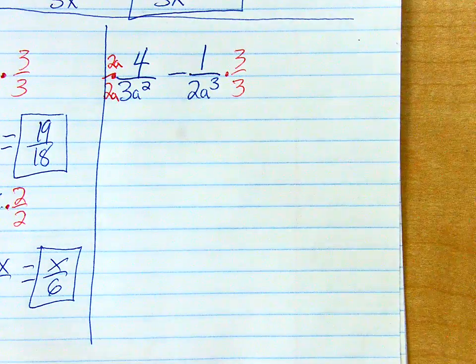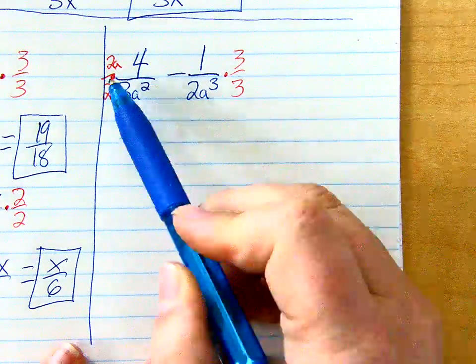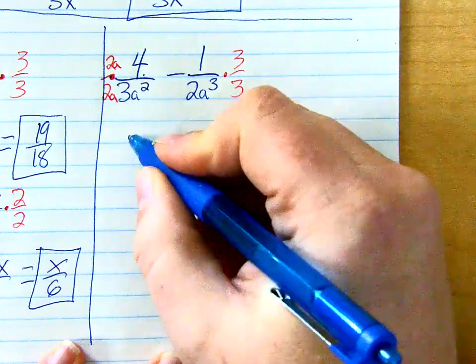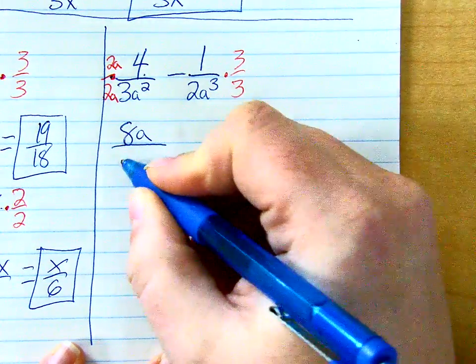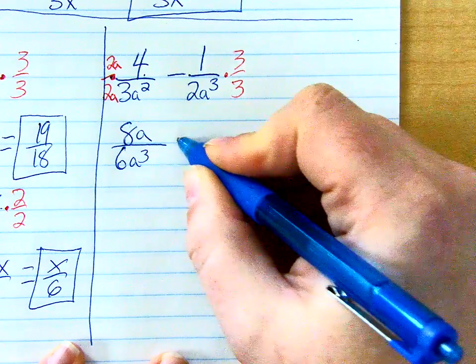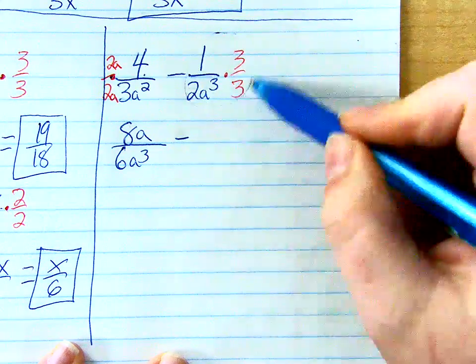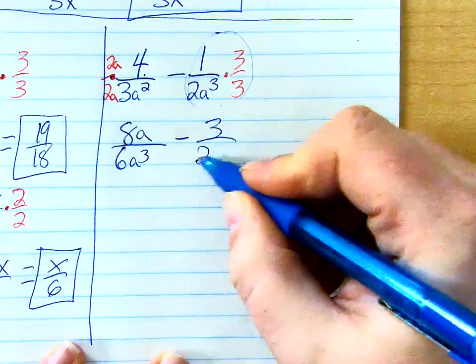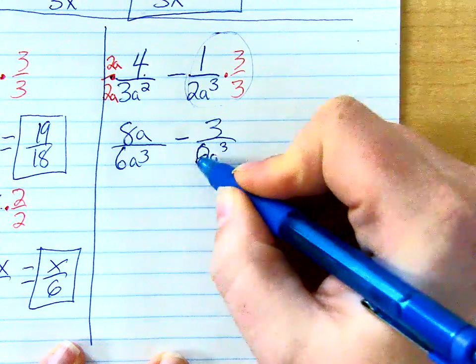Let's just make sure that we simplify the numerators correctly. What would 2a times 4 be? 8a, and it's all over 6a to the third. Minus, on this side, what's that going to be? 3 over 6a to the third.